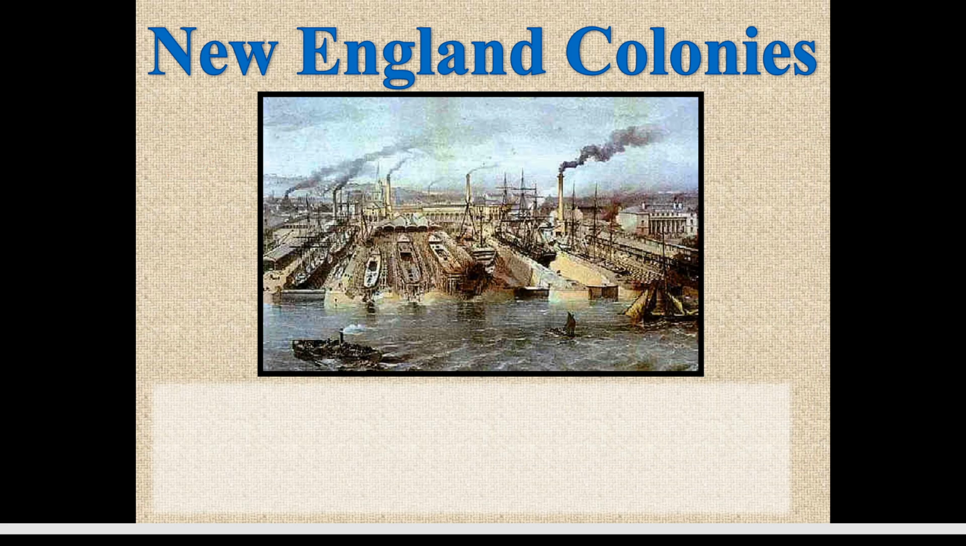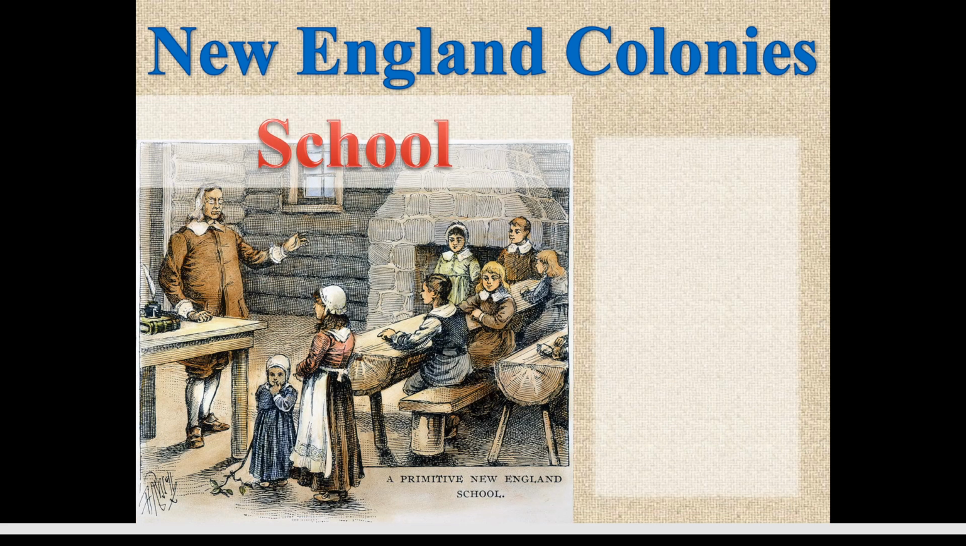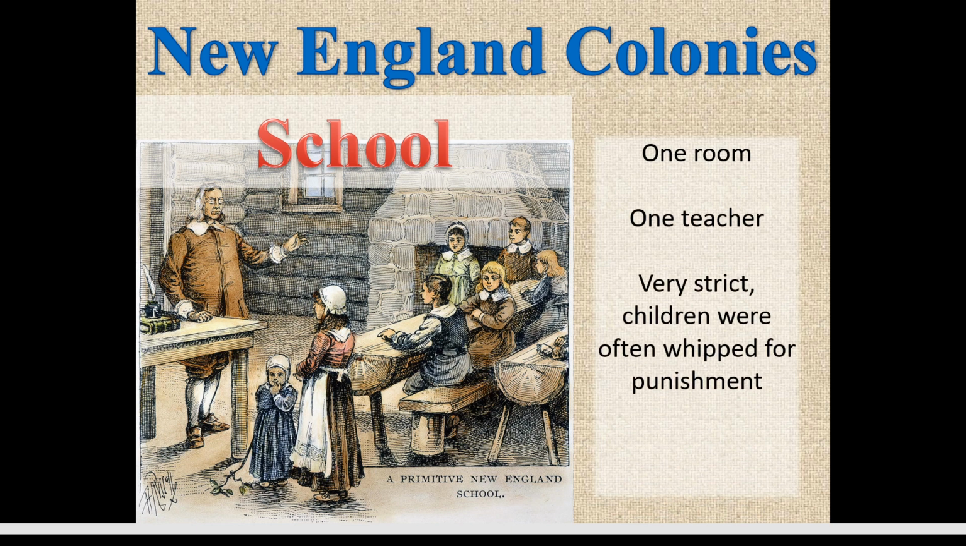so by 1750, busy cities cropped up around the New England colonies. Some colonists lived in the small towns surrounded by farmland outside of the big cities, right? So, how is their school? Their school is really, really basic. One room, one teacher. Very strict, children were often whipped for punishment, and the main subject was reading. So it was pretty strict back then.